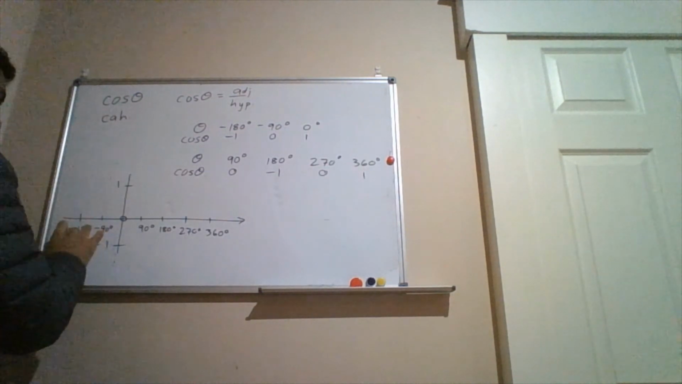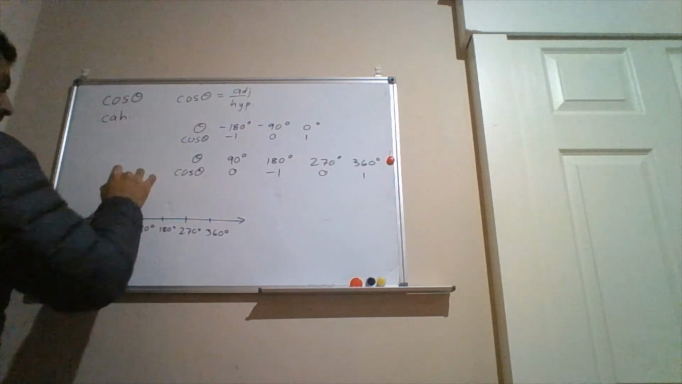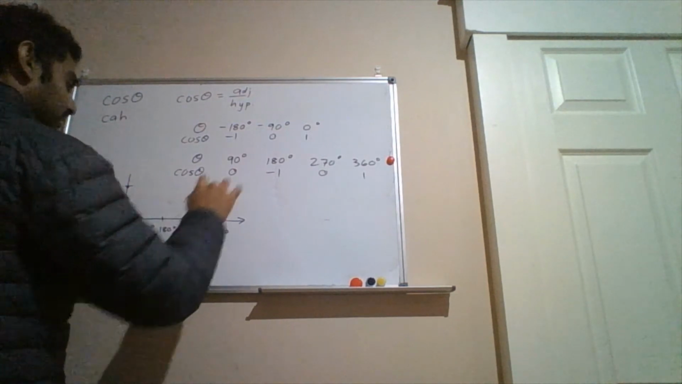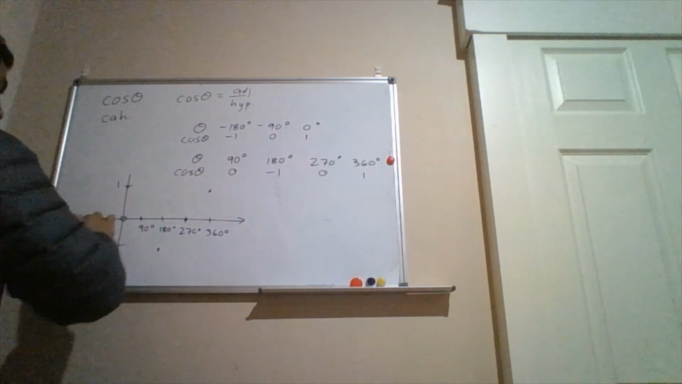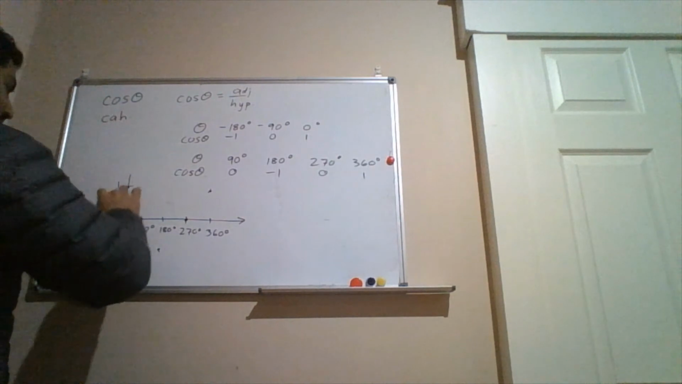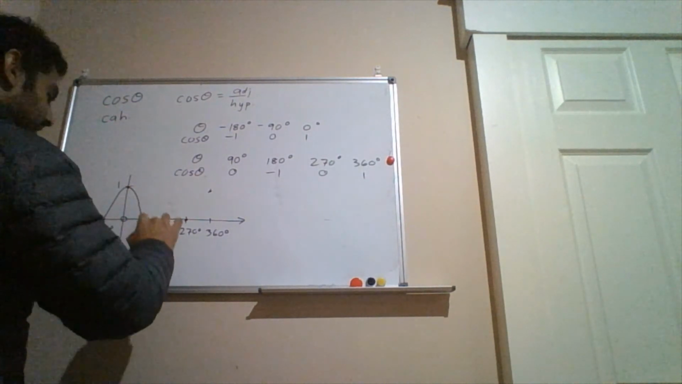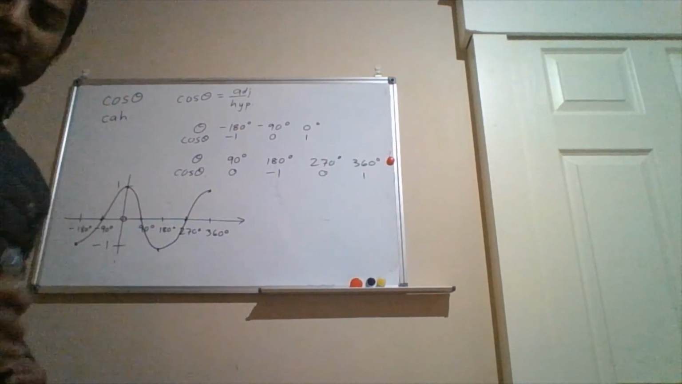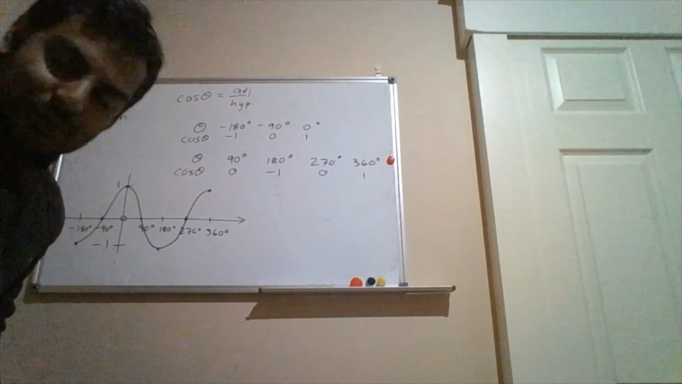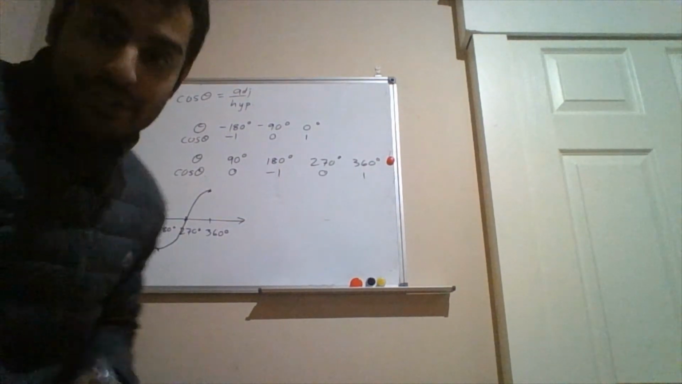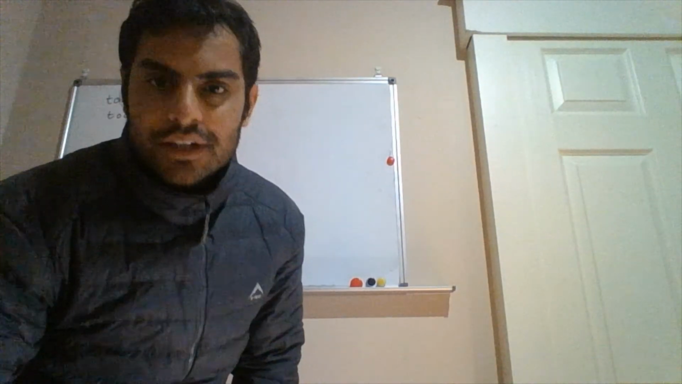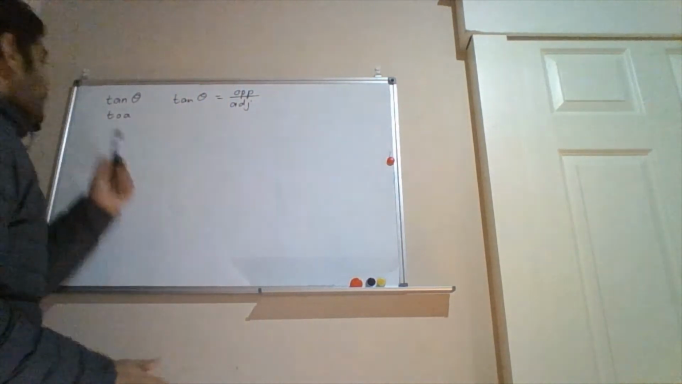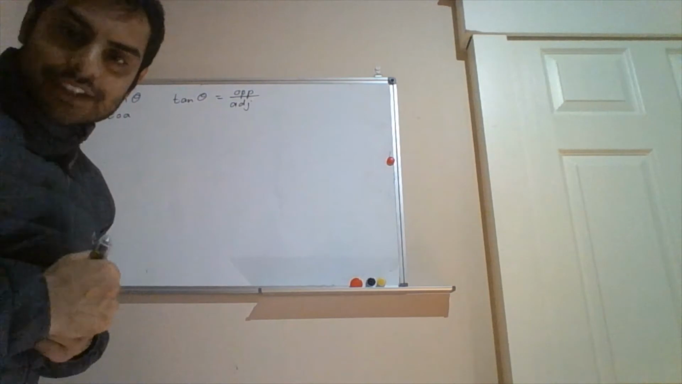Okay, so negative 180 is negative 1, 0, 1, 0, negative 1, 0, 1. So our graph would look something like this. Okay, so that gives us our cos wave, and now I'm just going to quickly do the tan graph. So our tan ratio has the rhyme TOA, and that means opposite over adjacent.